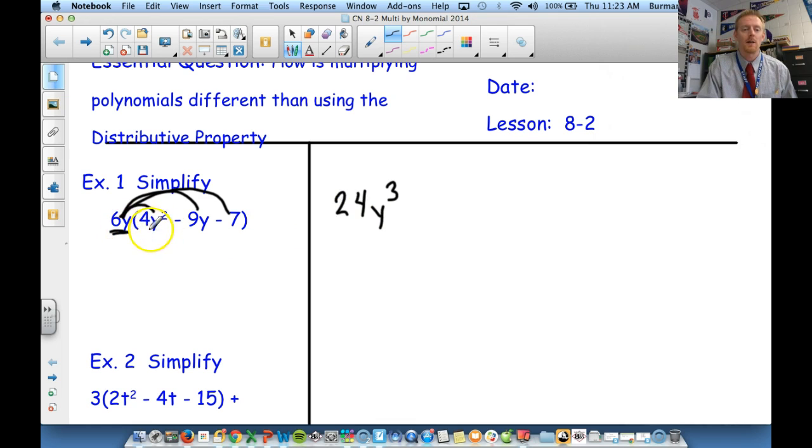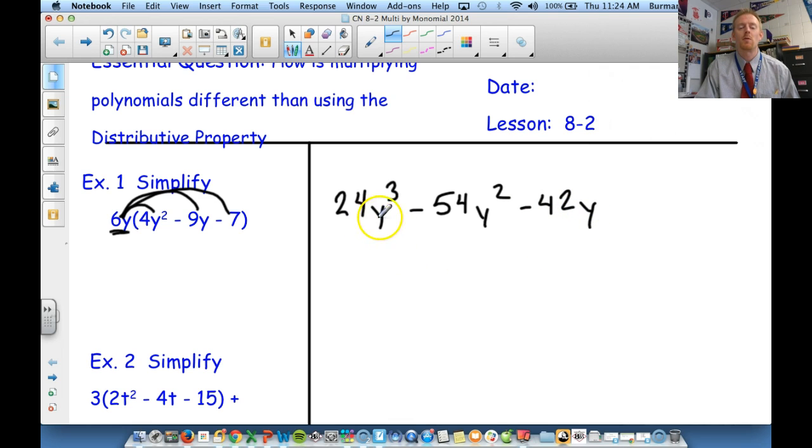And then y times a y to the second makes a y to the third because we are multiplying, so we add our exponents. Now the same thing's going to happen with the next term. 6y times a negative 9y is going to make a negative 54y to the second. And the 6y times a negative 7 makes a negative 42y.